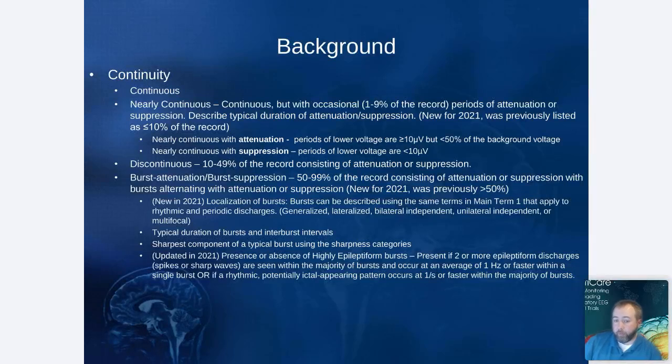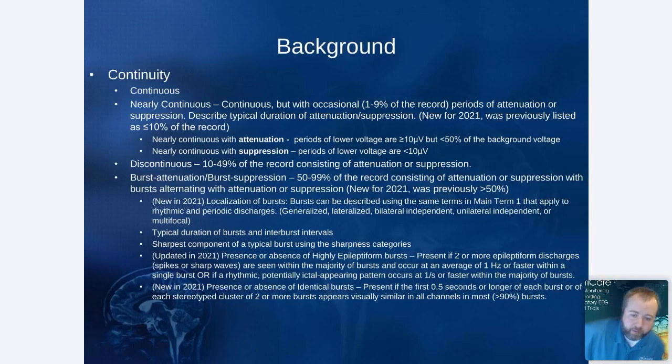Also new for 2021 is the presence or absence of highly epileptiform bursts. So if you have a burst suppression patient, it's present if there are 2 or more epileptiform discharges, so spikes or sharp waves, within the majority of the bursts. These patients, everybody here should be able to tell, okay, yes, that burst is full of spikes. Just make sure to mention that.